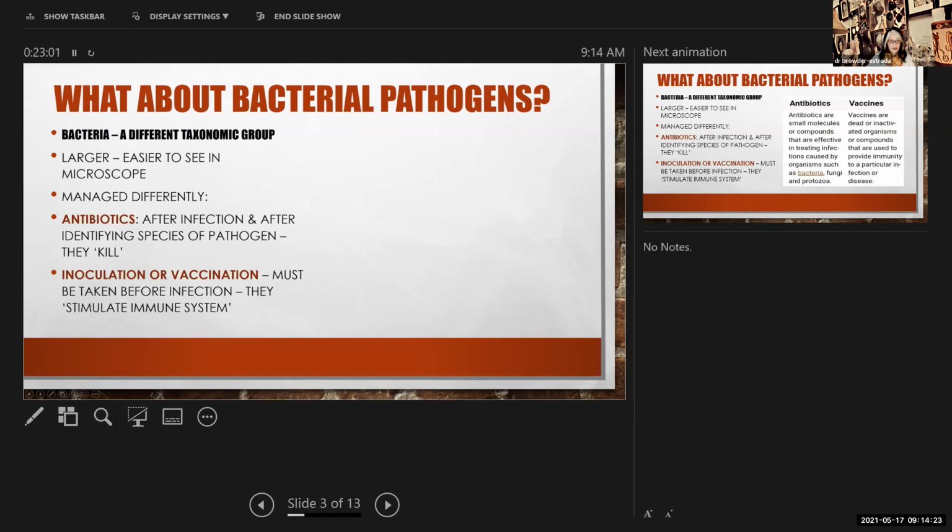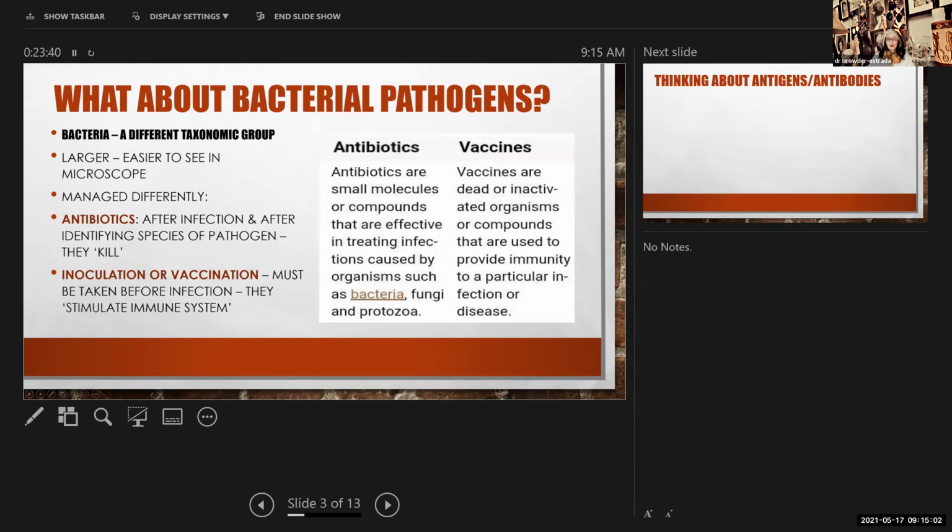Inoculation or vaccination must be taken before infection to really give you the best outcome, because they stimulate your immune system. That's what they're supposed to do. They're a warrant, be on the lookout, waiting for those organisms to get into your system. And then when they do, they capture them right away, lock and key, and carry them away to another part of your body so that they can't go into your skin or your brain or your lungs or your digestive system or whatever it is. So completely different strategy.